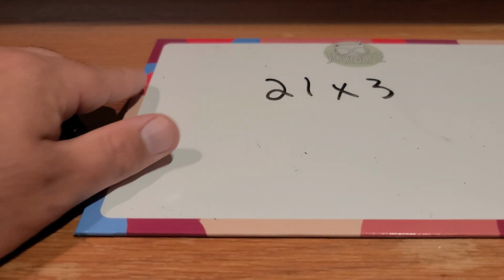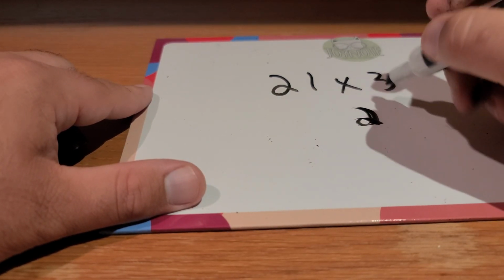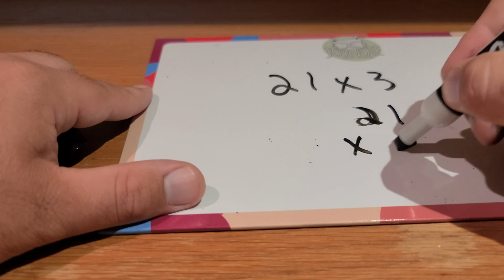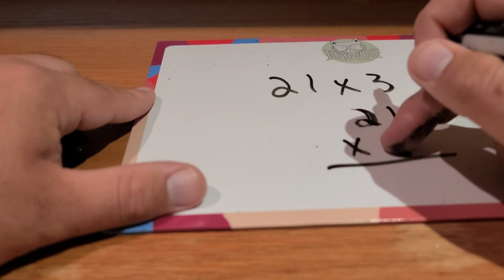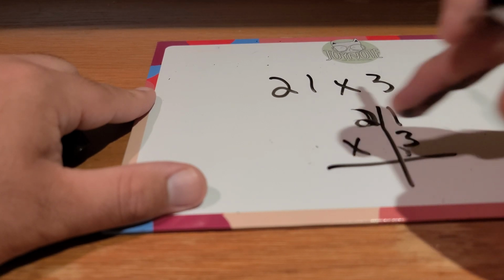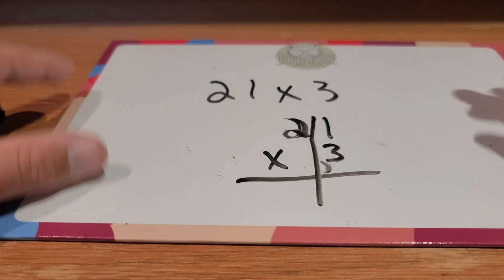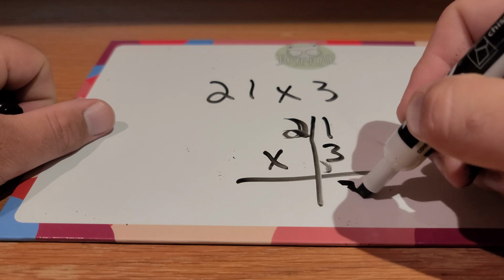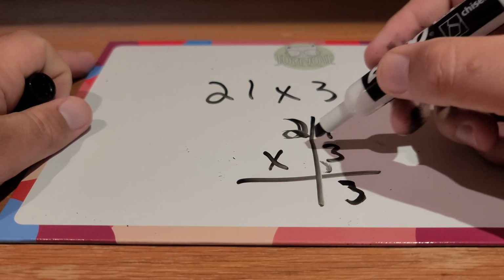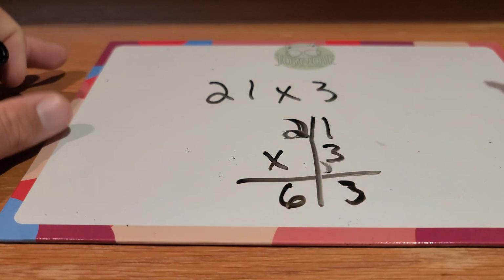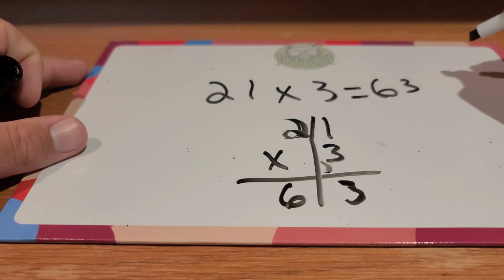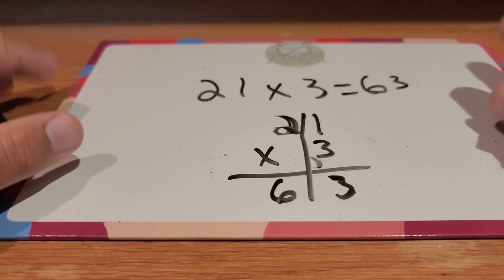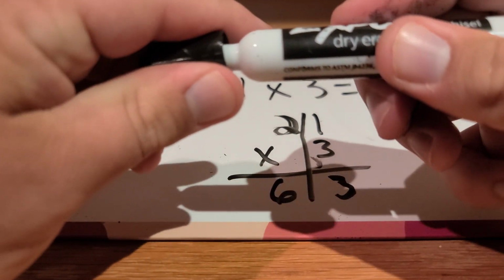So, again, set it up vertically. 21 times 3. If you want to, you can cut your place value so you know you have 1s and 10s. 3 times 1 is 3. No need to regroup. 3 times 2 is 6. The answer is 63. Okay? So, this is what I call the standard way of multiplying.